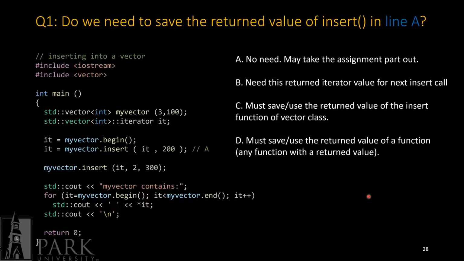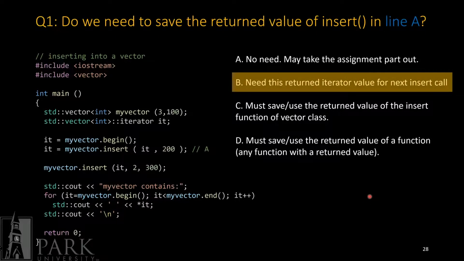Okay, did you pick answer B? I hope so. When you modify a container using an iterator as the position, you may invalidate the iterator due to underlying changes in the container. We can insert 300 2 times on the last insert without saving the returned iterator because we aren't using it again to access the container. The takeaway here is that you must exercise caution using iterators in this way.